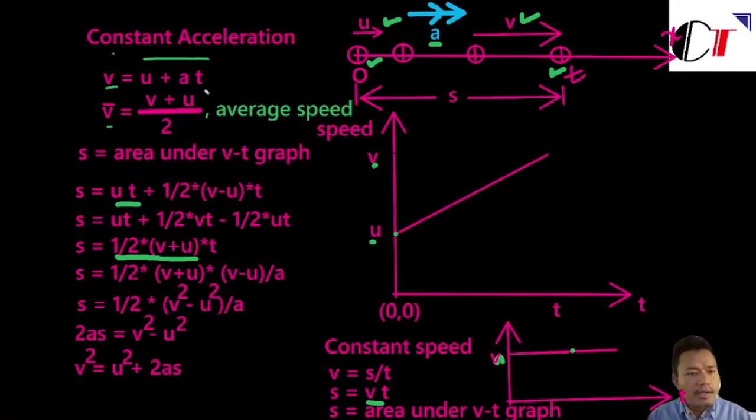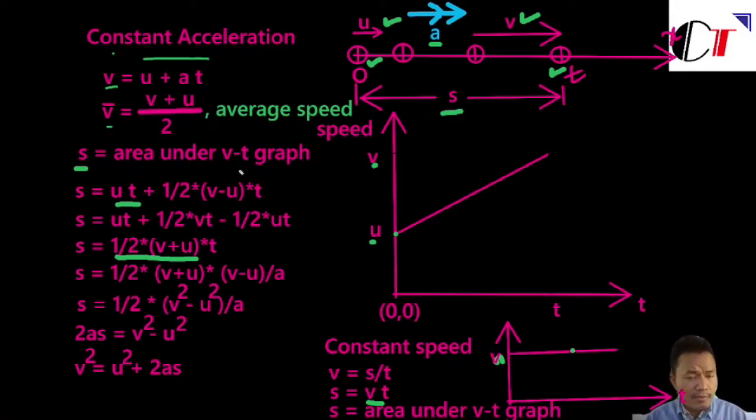And now we are interested in finding the total distance traveled. So how much is the total distance traveled, which is described by the particle? If we want to find the total distance traveled, all we need to do is find the area under the v-t graph. So we will look at how we can get this, right?